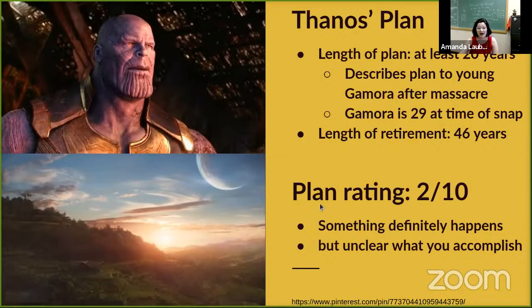And the length of retirement that he's bought himself on the planet Earth is 46 years. He took 2018 and shifted it back to 1972. So just in terms of what he got for what he did, he worked on this for 20 years. He got about 2 years for every year he spent working on it. And that's why I rate his plan a 2 out of 10.